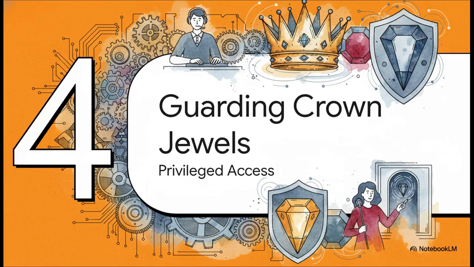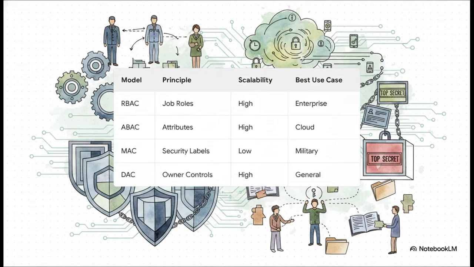Okay, let's raise the stakes with section 4, guarding the crown jewels, focusing on privileged access and authorization. So how do systems actually decide what a user can do once they're inside? Well, there are 4 primary authorization models. RBAC, or Role-Based Access Control, ties permissions straight to job roles, which makes it highly scalable for standard enterprise employees. ABAC, Attribute-Based Access Control, is much more dynamic. It makes context-aware decisions based on attributes, making it perfect for cloud environments.